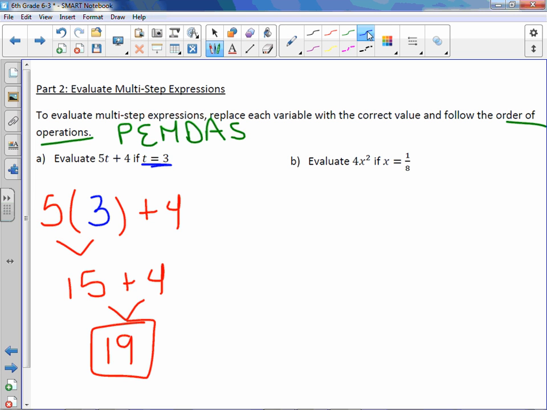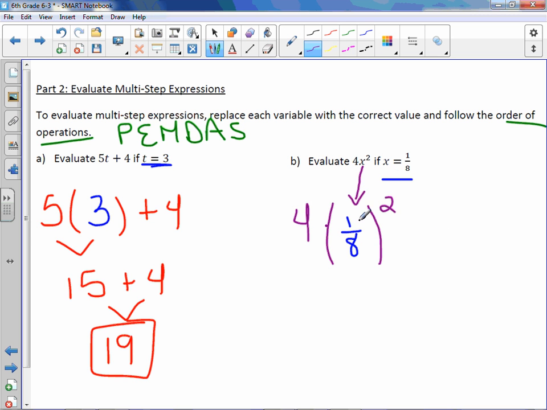Letter B. Evaluate 4x squared if x equals 1/8. So 4 times, I'm actually going to use parentheses here, 1/8 squared. So I took just the x portion and replaced it with 1/8. I still brought down the 4 and the exponent of 2. So parentheses, again, in this set of parentheses there's no operation inside, so it doesn't count for our parentheses step. I do have an exponent.